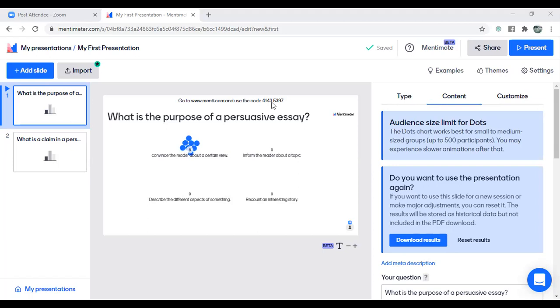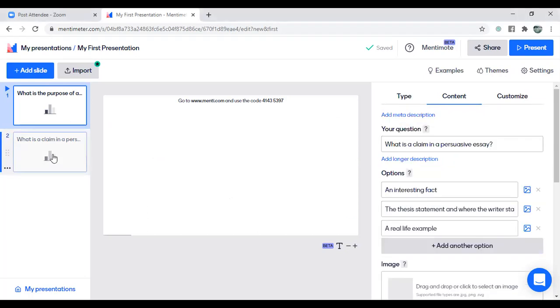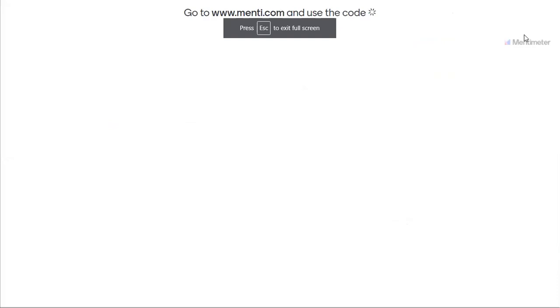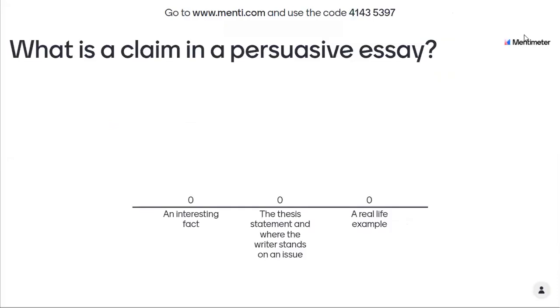Okay, now the second question. What is a claim in a persuasive essay? Let me just present it. I'm trying to share this session also about the persuasive essay, only part of it, not all of it. The second part, I'm gonna start with our lesson for next time. For next week, I'll introduce the lesson.